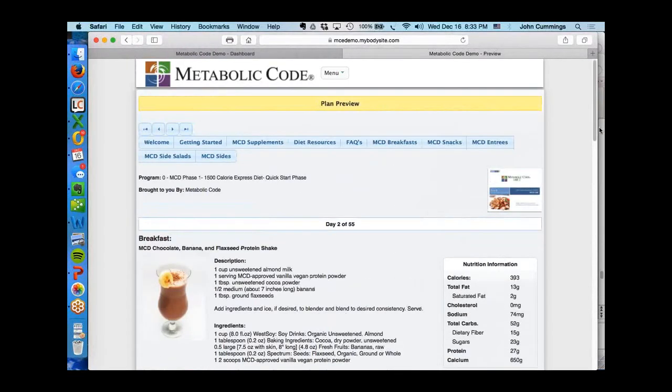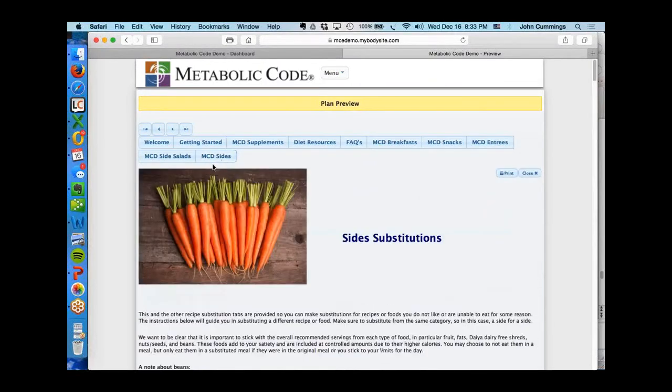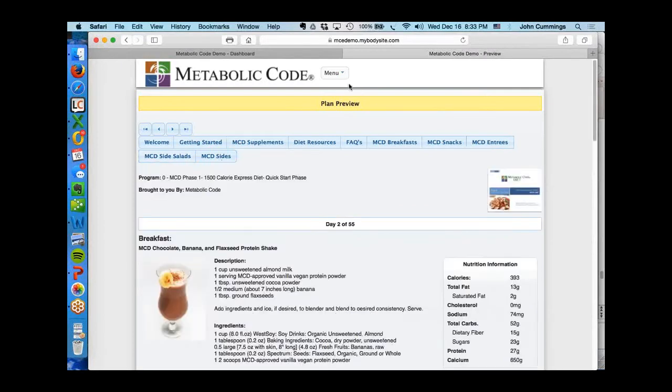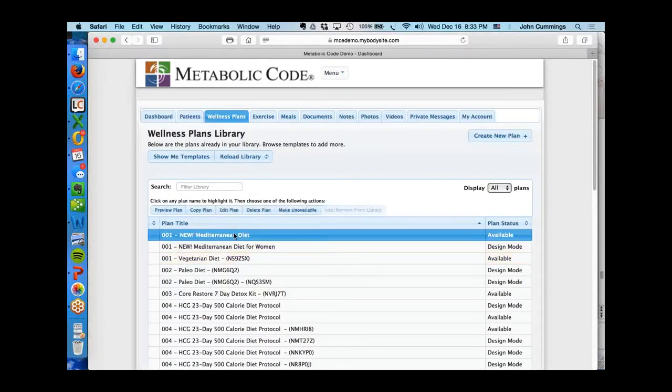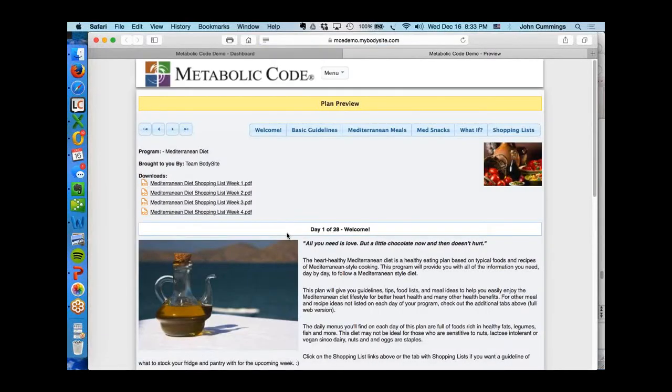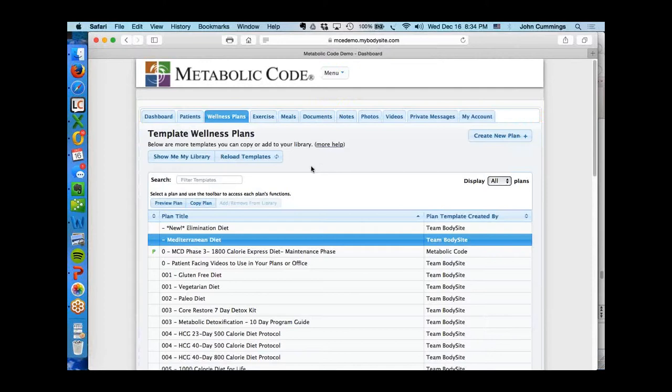And for the student who wants to read more, and people come in all shapes and sizes when it comes to learning, they can dig into all of the additional information that's included in the navigation items. And what's cool is that every one of the templates that we have in the library has the opportunity to contain up to 10 of those navigation items. So if you look at the Mediterranean diet, you've got a welcome tab, basic guidelines, shopping lists, things like that. Every plan has comprehensive information for a month, 2 months, sometimes 3 months, and you can deploy these to patients in just seconds.